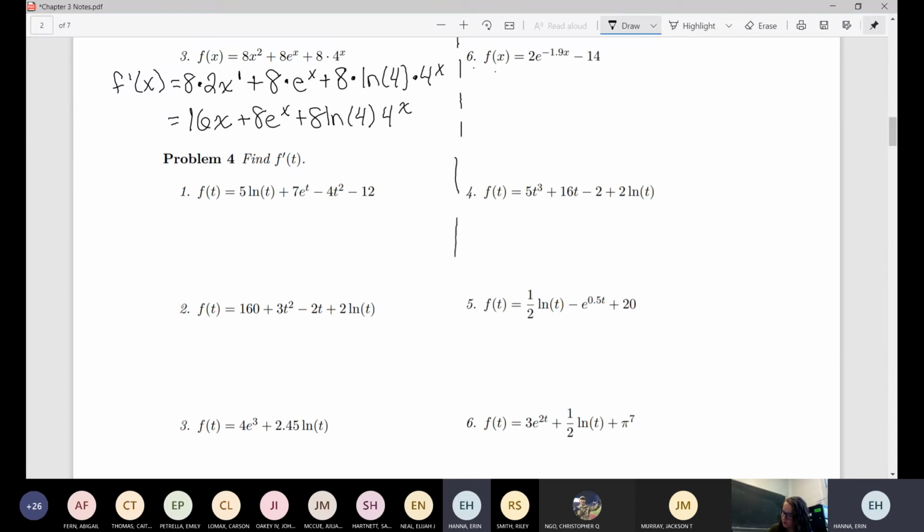So if I want to take the derivative of the first one, I need the derivative of 5 times the natural log of t, so the 5 comes along for the ride. The derivative of the natural log of t is 1 over t. Plus the derivative of 7e to the t. 7 comes along for the ride. Derivative of e to the t is e to the t.